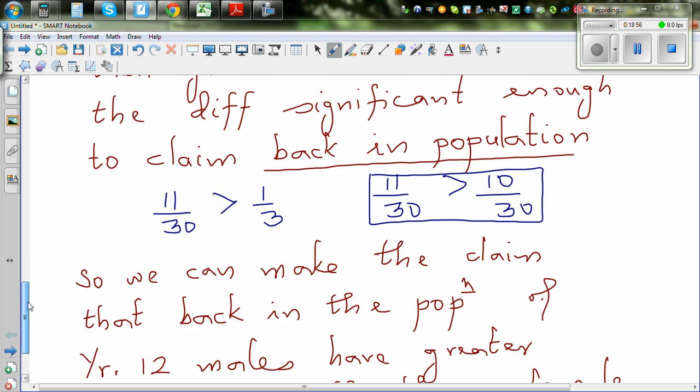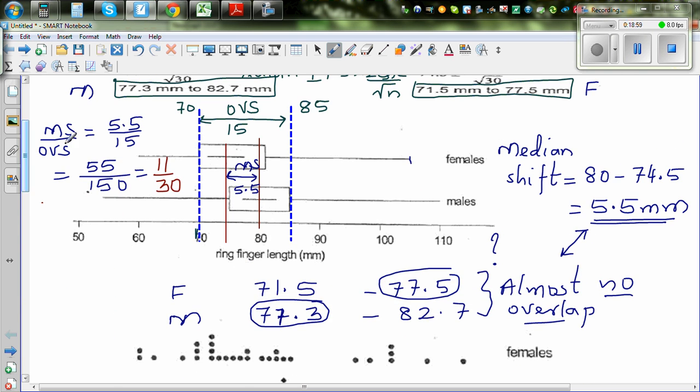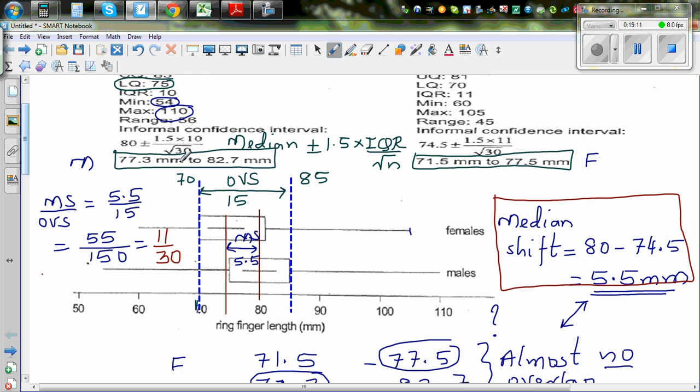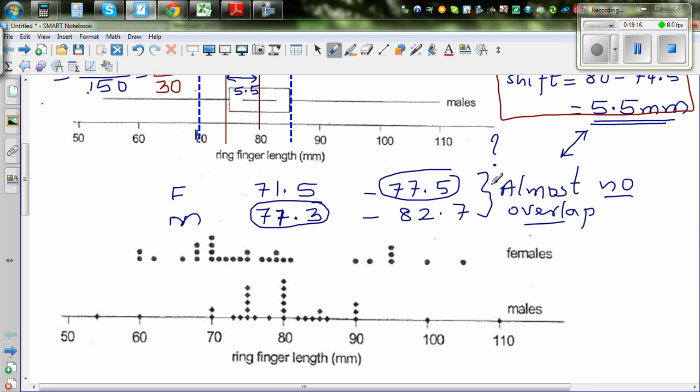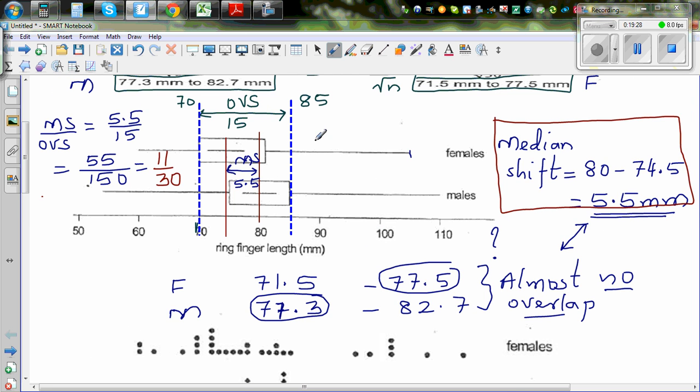Okay, so let me give you an overview. We started with your median shift. The median shift is 5.5. Our question was whether this is a big enough shift to make the claim. So we looked at the confidence interval for male and female. From that we say there is no overlap, so this also gives you an indication that this is a big shift. This is a big enough shift to make the claim that boys tend to have longer ring finger length than females.